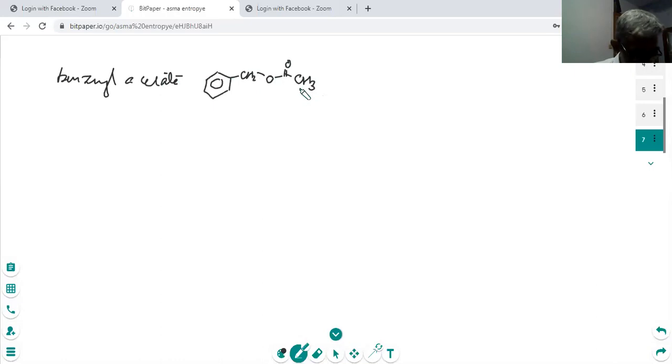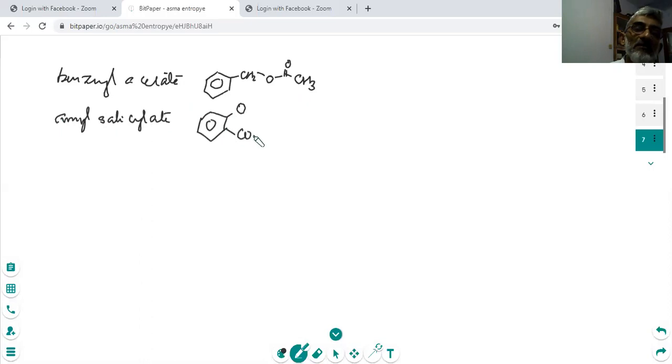Then you have amyl salicylate. Again, if you draw the structure, you have salicylic acid. Is this one. And you have the amyl group here. That is CH2 times CH3 and OH here. So this is the amyl salicylate.